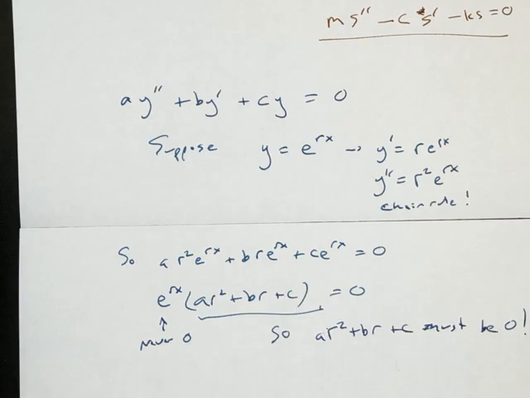Okay, wait a second. What you're telling me is that if I use e to the rx for a solution, then the r's have to satisfy that quadratic equation. This means I can work backwards. And I can look and say, well, let's take the differential equation, turn it into a quadratic, and use that to find the r's.